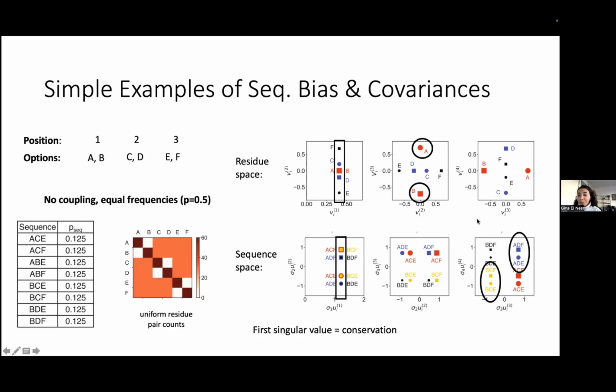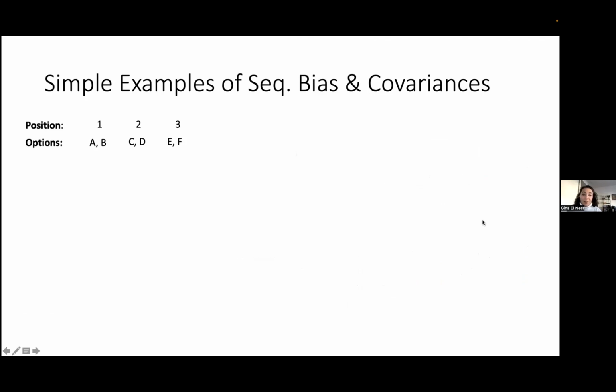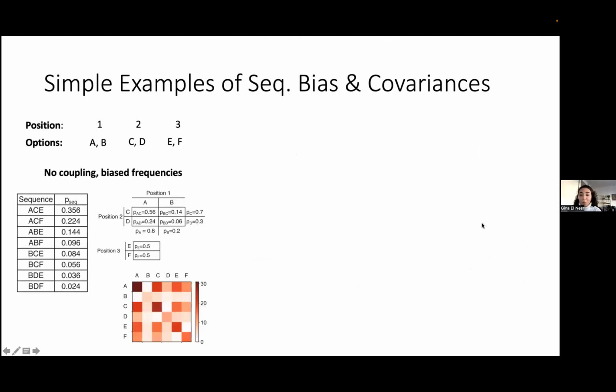So first, singular coordinate conservation. What about another toy example? What about no coupling and biased frequencies? So we implied some kind of bias between each of the residue positions. And you can see that in this little chart here.